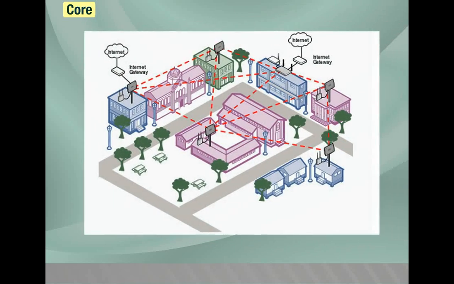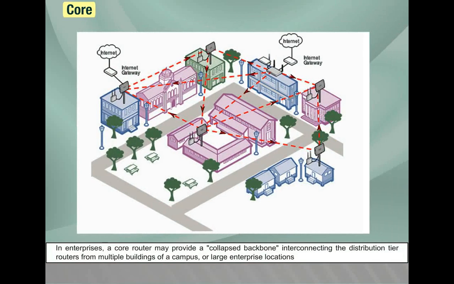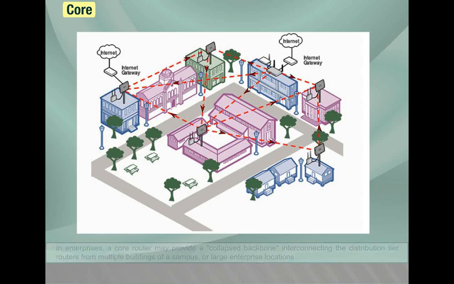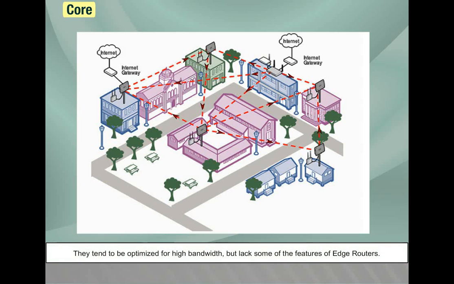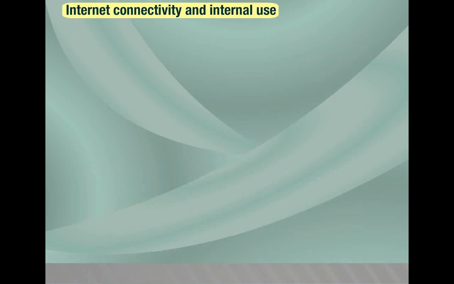Core. In enterprises, a core router may provide a collapsed backbone interconnecting the distribution tier routers from multiple buildings of a campus or large enterprise locations. They tend to be optimized for high bandwidth but lack some of the features of edge routers. Internet connectivity and internal use.